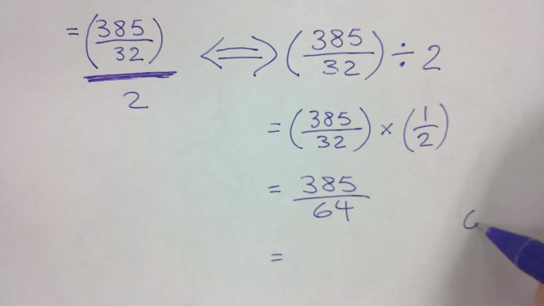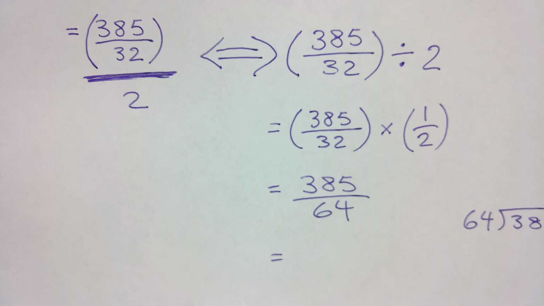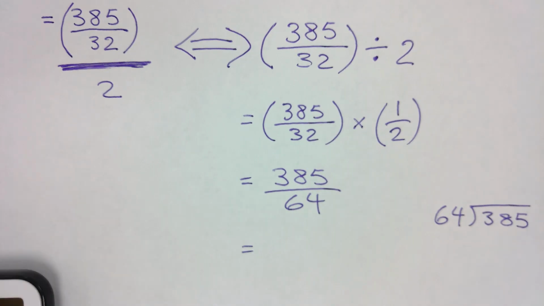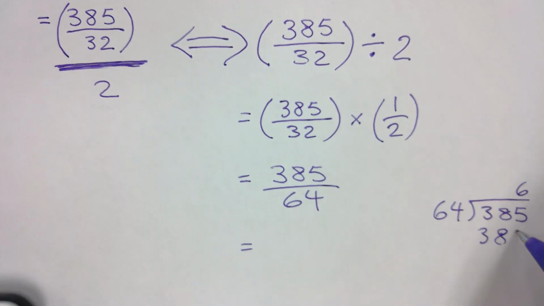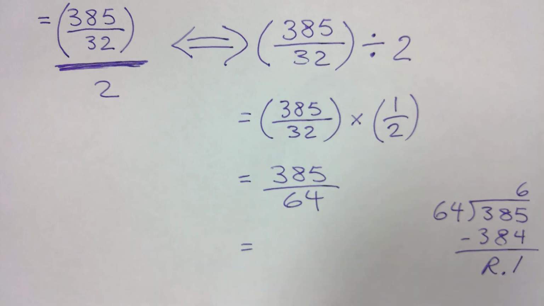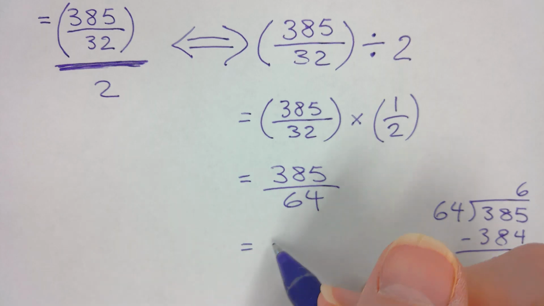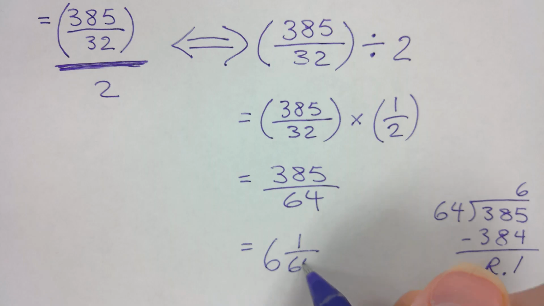So long division, 64 goes into 385. How many times? 385 divided by 64. It goes in 6 times. So 64 times 6, you get 384. So you get a remainder of 1. So who can tell me my final answer? Max: 6 and 1 over 64. Good job.